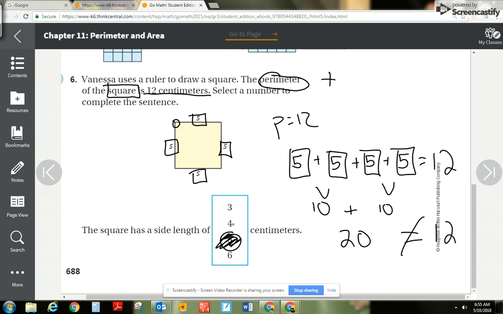Now I would do the same thing with the 4 and with the 6, and I would find out that those don't equal 12. So, 3 centimeters was correct. There's a little bit of multiplication in there with that repeated addition if you wanted to use it. But really, draw out your equations for perimeter and add. All right, let's go on to the next question.